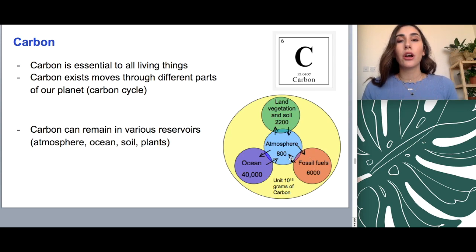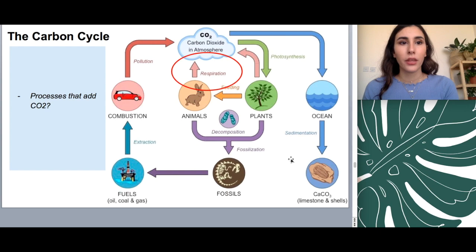And the carbon that exists in the atmosphere, which is the layer of gases that surrounds our planet, the carbon that exists there is in the form of carbon dioxide or carbon monoxide. In other words, it is a gas form, okay? So the atmosphere holds carbon as a gas form, the most common being carbon dioxide.